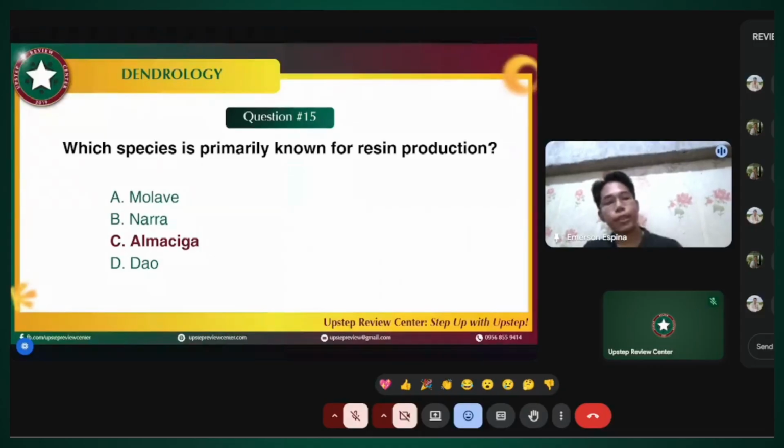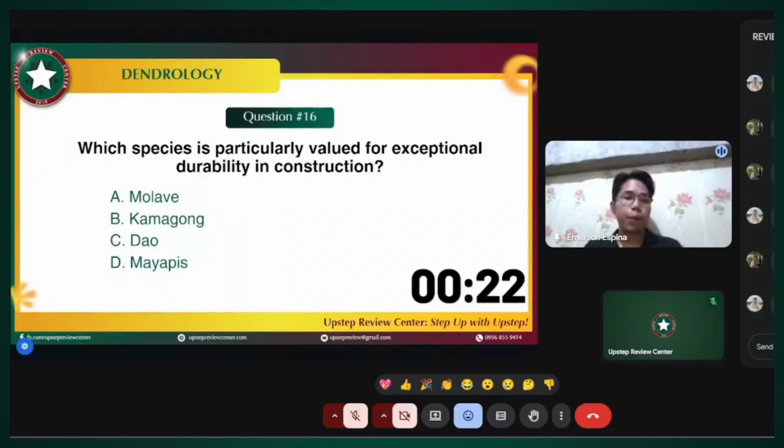Next, question number 16. Which species is particularly valued for exceptional durability in construction? Molave, Camagong, Dao, or Mayapis?